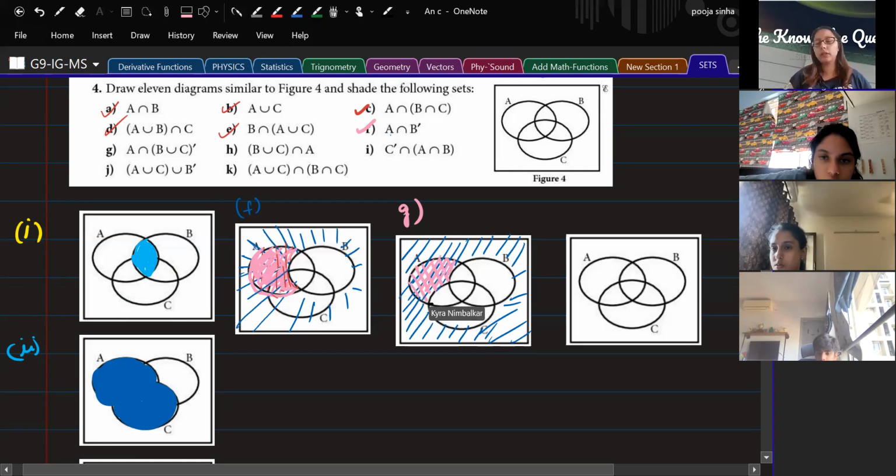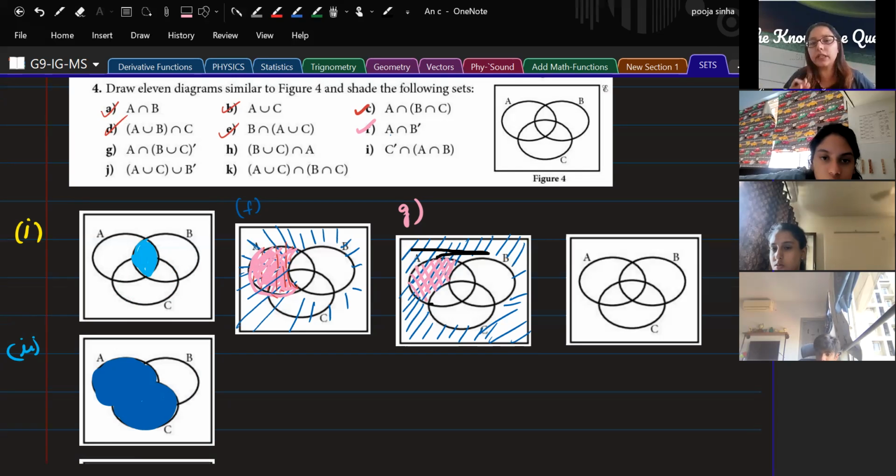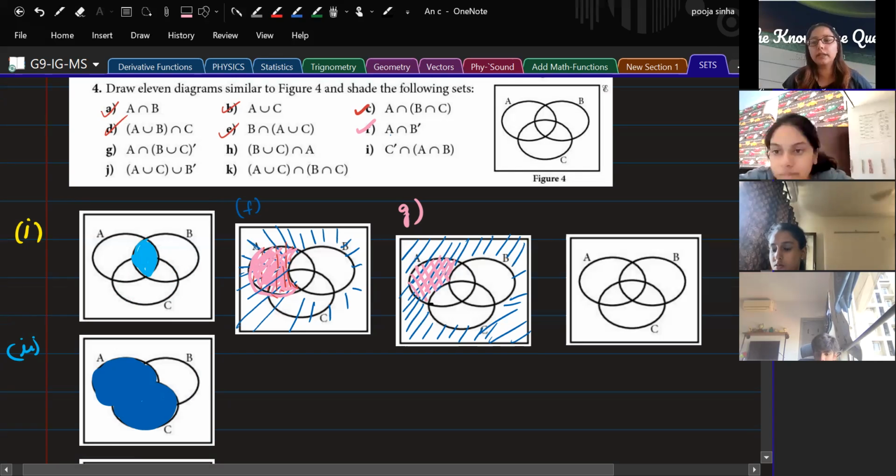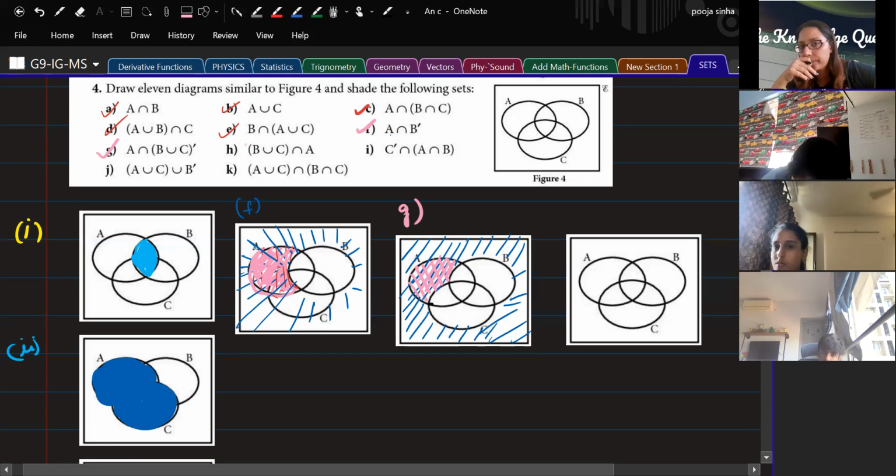Not the rest. That rest was only for our shading. Final shading is this one, which is in pink. Okay? So G is also done. G is understood. Trisha, H.